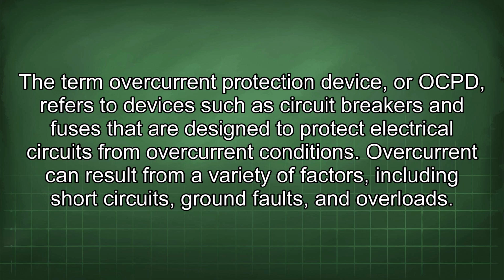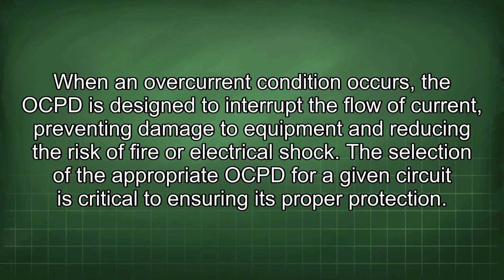The term overcurrent protection device, or OCT, refers to devices such as circuit breakers and fuses that are designed to protect electrical circuits from overcurrent conditions. Overcurrent can result from a variety of factors, including short circuits, ground faults, and overloads. When an overcurrent condition occurs, the OCT is designed to interrupt the flow of current, preventing damage to equipment and reducing the risk of fire or electrical shock.